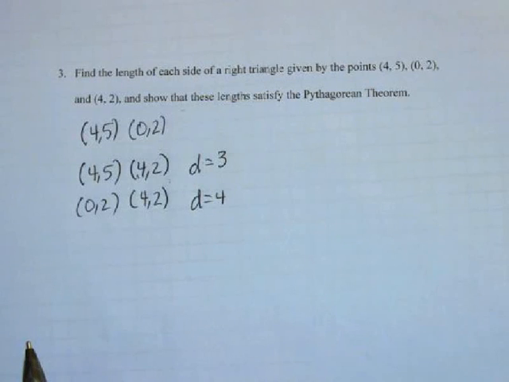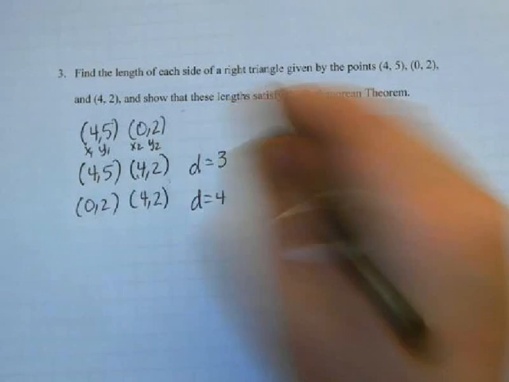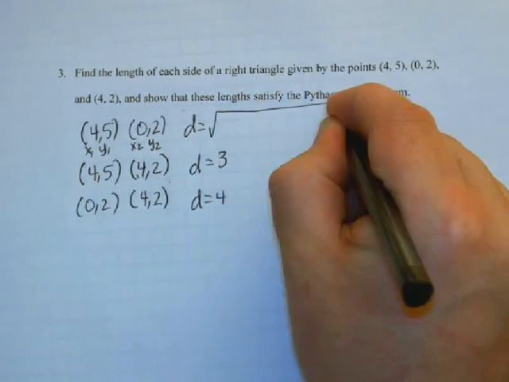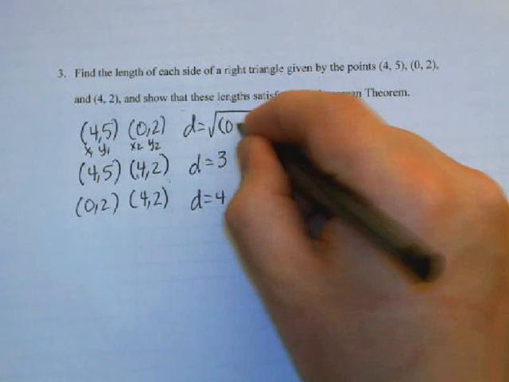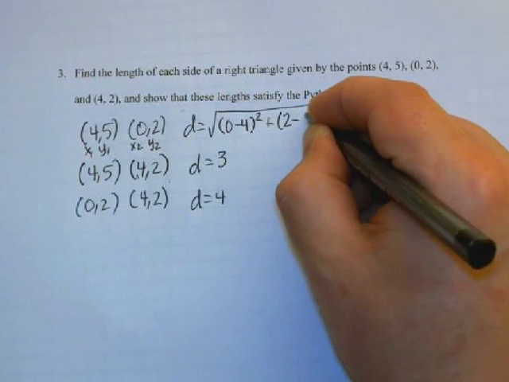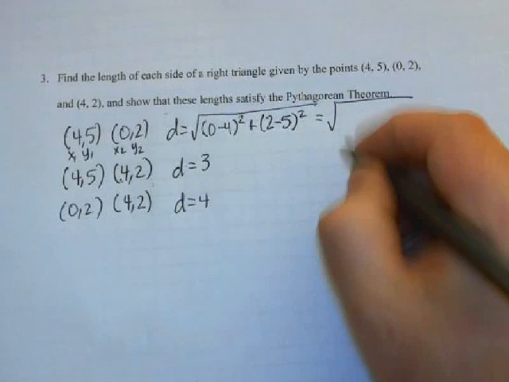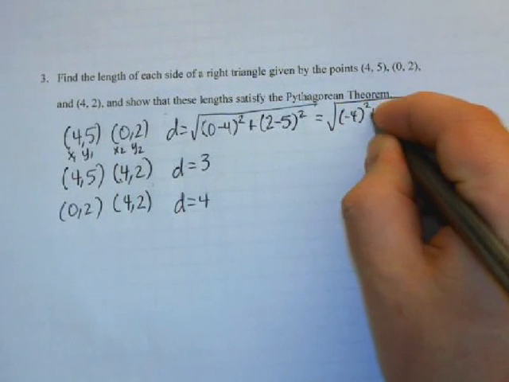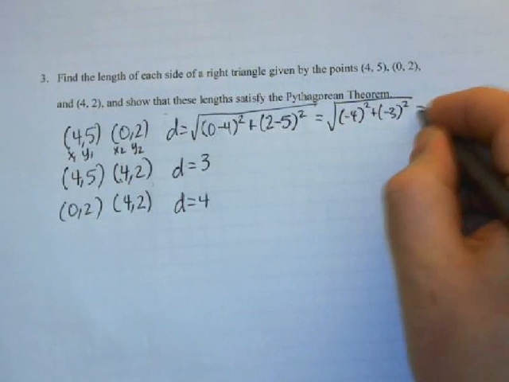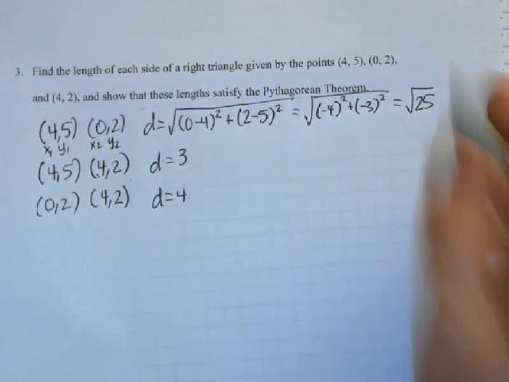For the top one, since we have an oblique segment, meaning it's not vertical and not horizontal, we'll go ahead and use the distance formula. So 0 minus 4 squared plus 2 minus 5 squared. And so we get radical 25, which is equal to 5.